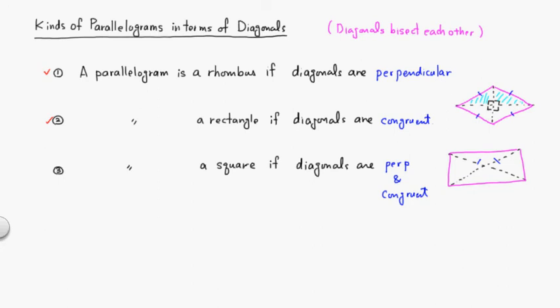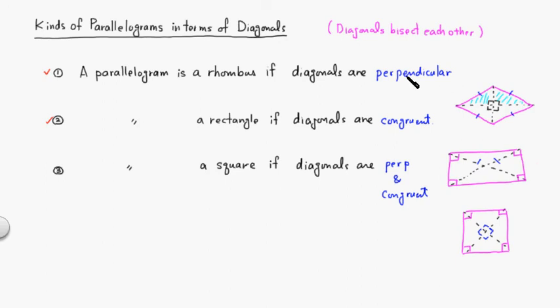You can see that if the diagonals are perpendicular to each other and they are the same length, this will form a square. And you can prove that those are right angles. These are right angles, and the same here. So those are the kinds of parallelograms in terms of diagonals.